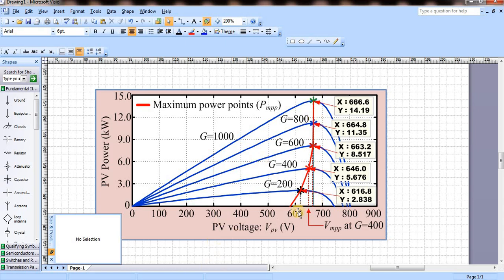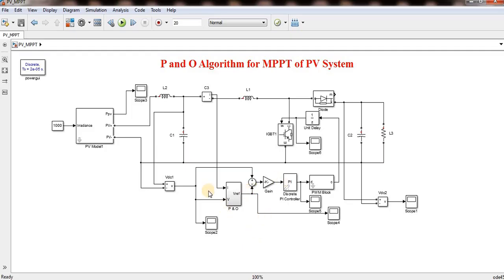So the delta V should be very small. Then again the problem will come: if delta is very small, it will take more time to reach this value. So to avoid this conflict, initially I will consider maybe 600 volts as my initial value, or it should be equal to the 200 irradiance value. From this initial value to reaching 660 or 656 or whatever my VMPP is, it will take very little time. So I designed my P&O algorithm based on this logic.